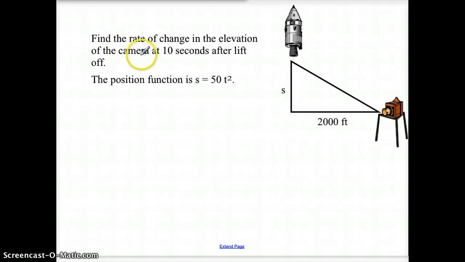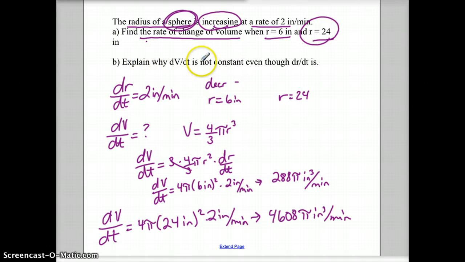Sorry, forgot to do B. Explain why dV/dt is not constant, even though dr/dt is. Okay, so the rate of change of the radius is constant. It will always stay 2 inches per minute in this example. But notice the rate of change of volume is different based on the radius.